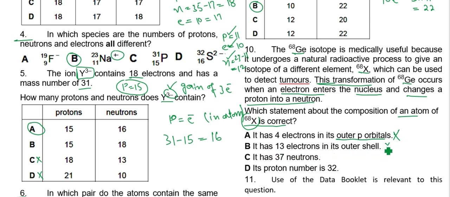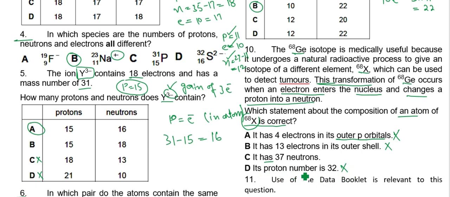Again, this is not correct because we know that there must be 1, 2, 3, 4, 5, 6, 7, 8 electrons, indicating their correct group numbers, but not 13. Okay, so now it has 37 neutrons. For this purpose I have to calculate, but before it's easier for me to just make this cross. Why? This is not the right answer.